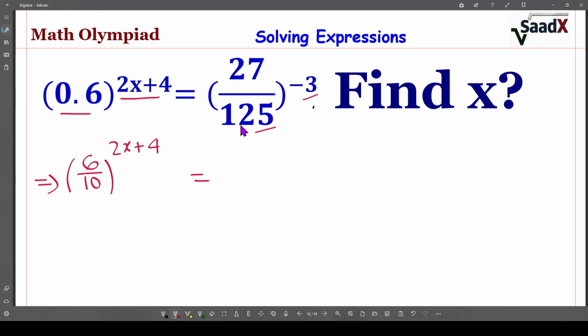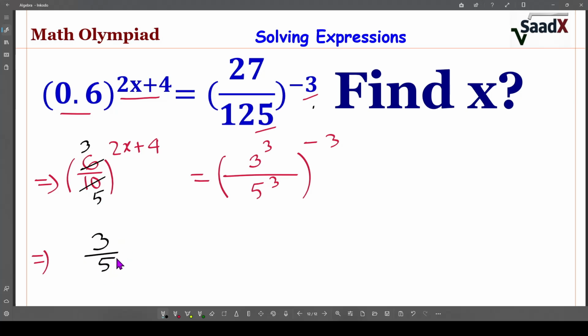And 27 and 125, we can write 27 as 3 to the power 3, and 125 as 5 to the power 3, and here the whole to the power minus 3. Now 6 by 10, we can divide by 2, so here is 3 and here is 5, so this is 3 by 5 to the power 2x plus 4, and here is 3 to the power 3 and 5 to the power 3. The common power is 3.